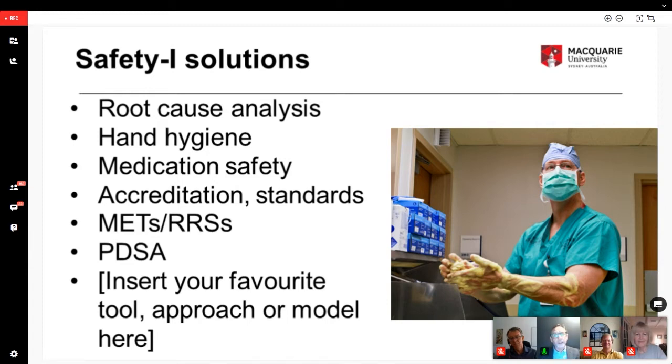Just before I do, just a reminder, Safety 1 we've spent a lot of time on. And these are the kind of solutions under Safety 1. Root cause analysis, hand hygiene, medication safety, accreditation. We think all of those things, notice the bullet point at the end, insert your favorite tool, approach, or model there. We think all of those should continue. Safety 1 shouldn't be stopped. Safety 2 doesn't mean stop doing Safety 1. It means in addition to Safety 1, you need to do Safety 2. You need to do more things going right.